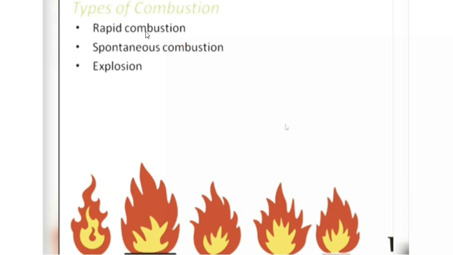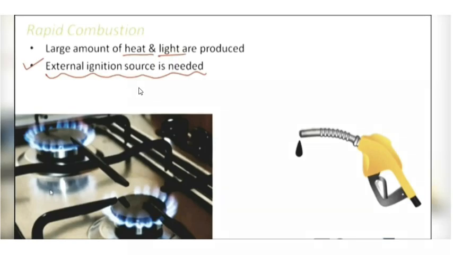Let's talk about the different types of combustion. We are going to discuss three types of combustion: rapid combustion, spontaneous combustion, and explosion. So let's start with rapid combustion. Rapid means something which happens very fast.